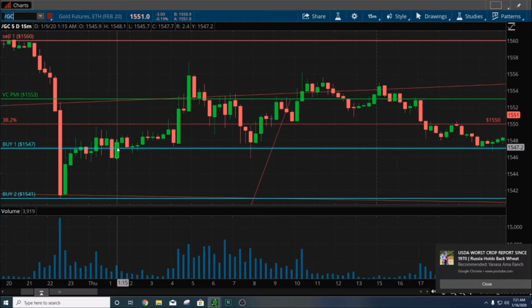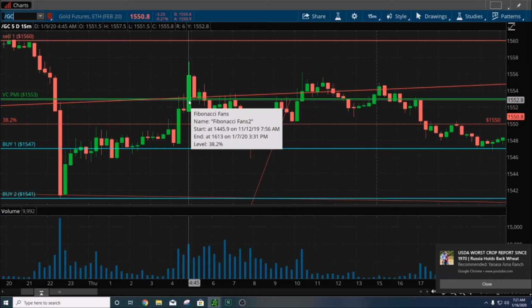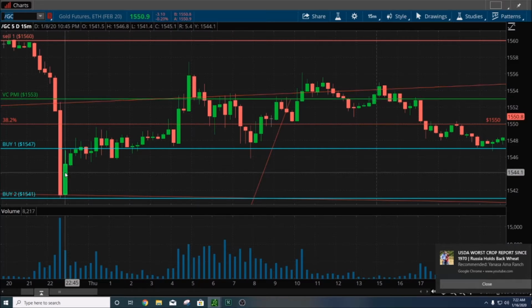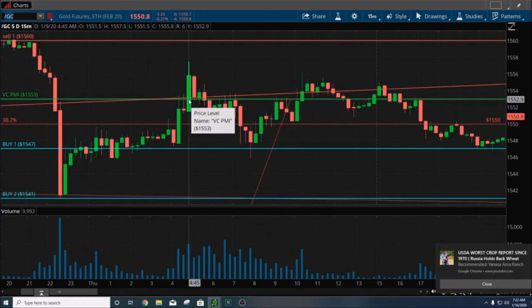meeting the target or the mean of 1553 by the 9th of January at 4:45 a.m. So the signal literally took overnight to complete the target.